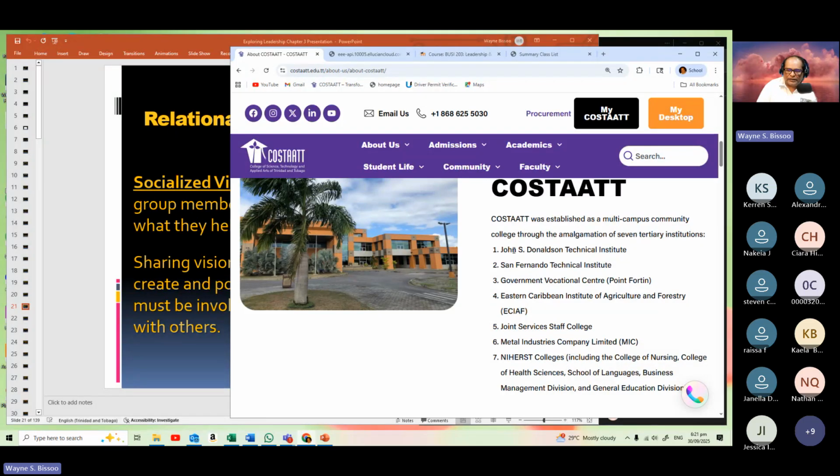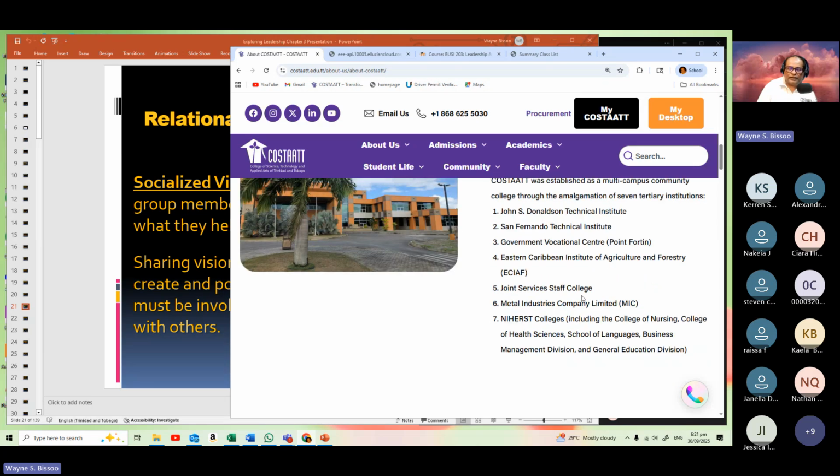And that's John Donaldson Technical Institute, San Fernando, the GVC, which is the Government Vocational Center in Point Fortin, the Eastern Caribbean Institute of Agriculture and Forestry, ECIAF, Joint Services Staff College. That's where they train police. MIC, which is the Metals Industries Company Limited, and NEHUST, which included the College of Nursing, College of Health Sciences, School of Languages, Business Management Division, and so on.